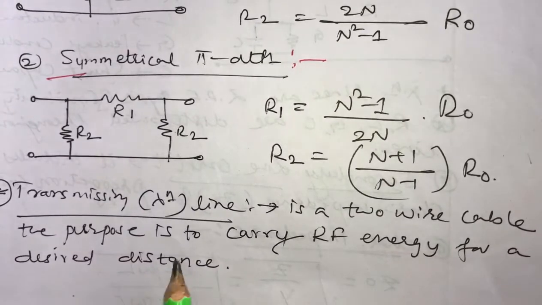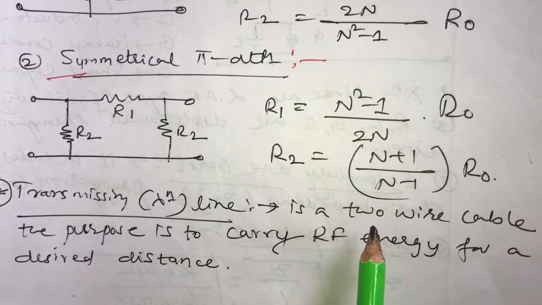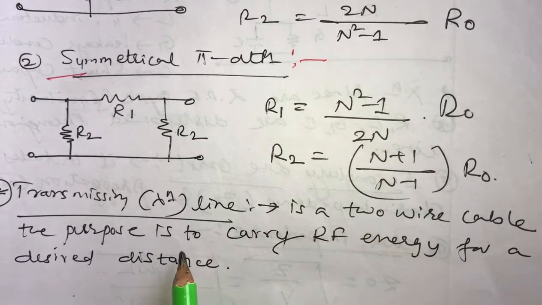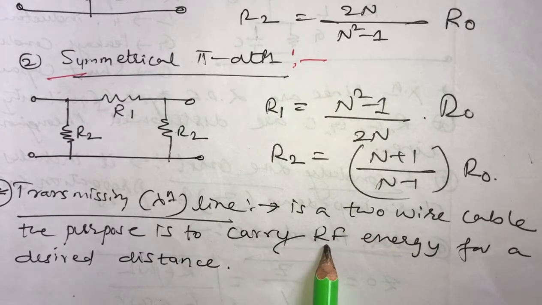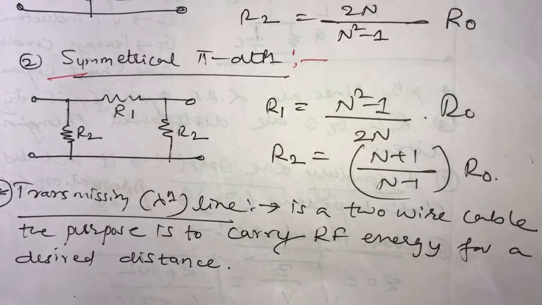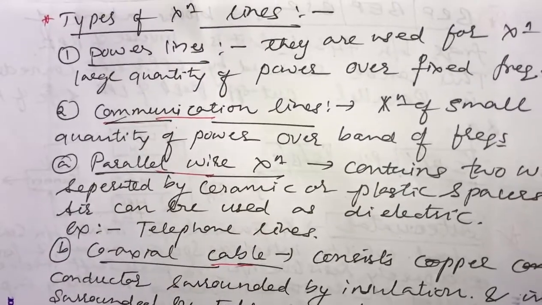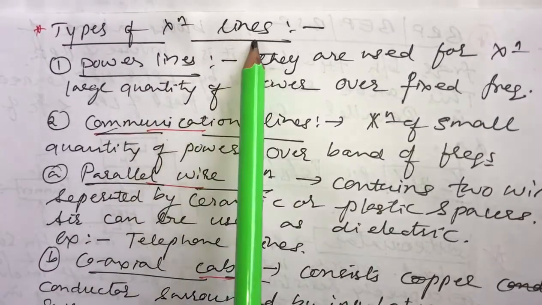Next topic, transmission line. So what is a transmission line? A transmission line is nothing but a 2-wire cable, and the purpose is to carry the RF, that is radio frequency energy, for a desired distance. So it is going to carry the radio frequency signal to the desired destination. What are the different types of transmission lines?